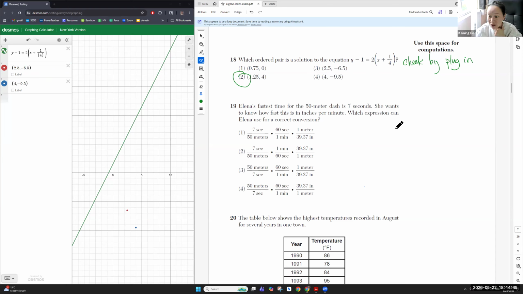Number 19. This shows up in every single test, and it's always about canceling the units. So let's take a look. The fastest time for the 50-meter dash is 7 seconds, and then she wants to know how fast in inches per minute. So in the final answer, I want inches per minute. How would I cancel that? Every single time you're able to cancel units, it's always a top and bottom, top and bottom.